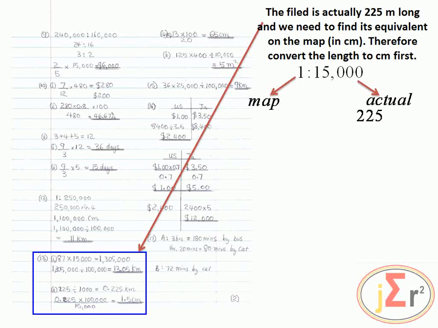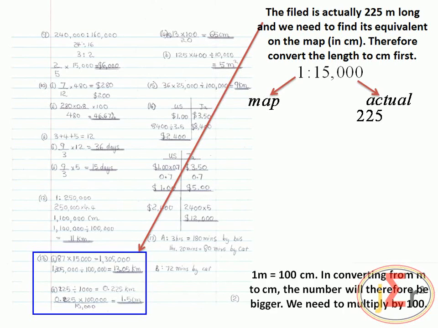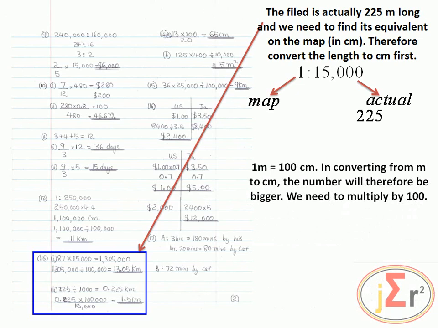The actual is 225 meters. And we need to make our conversion. 1 meter is equal to 100 centimeters. In converting from meter to centimeter, the number will therefore be bigger. We need to multiply by 100. But why are we doing that now? We have not used the scale of the map as yet. Why are we going straight ahead to multiply by 100 first? Maybe we will discuss that in the tutorial. Maybe not for this problem, but for sure we will take a look at the reason for doing this.